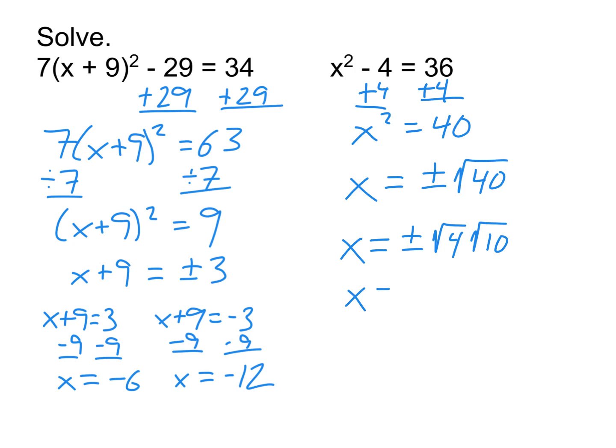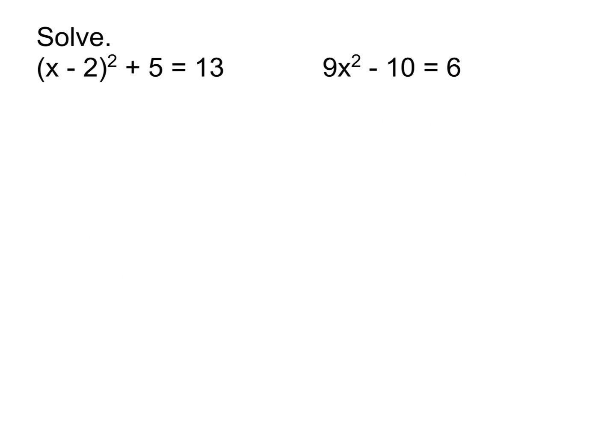And so we end up getting x equals plus or minus, the square root of 4 is 2, and root 10 stays root 10. So our final answer here is x equals plus or minus 2 root 10. And of course, yes, you could also write it as 2 root 10 and negative 2 root 10. You could write it out as two separate answers that way. Two more problems to solve.